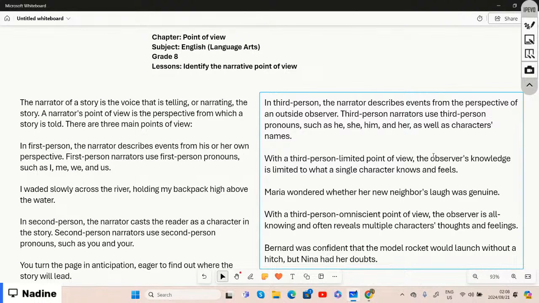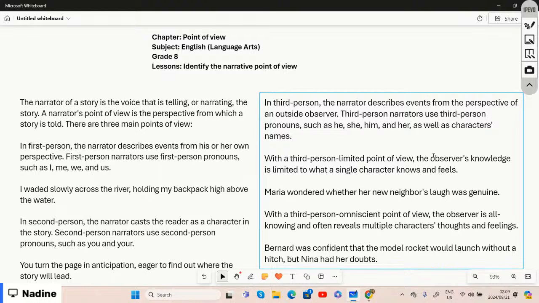All right. So when it comes to us identifying the narrative point of view, the narrative point of view is whether the narrator of the story is the voice that is telling or narrating the story. A narrator is someone that is either the voice that is telling the story or the voice that is narrating the story. And the narrative's point of view is the perspective from which a story is told.